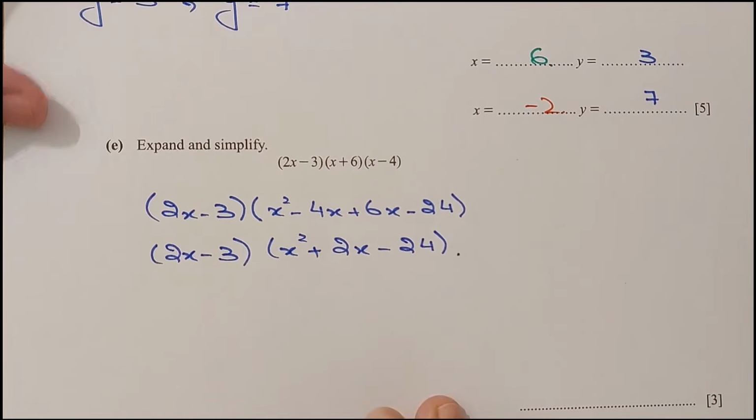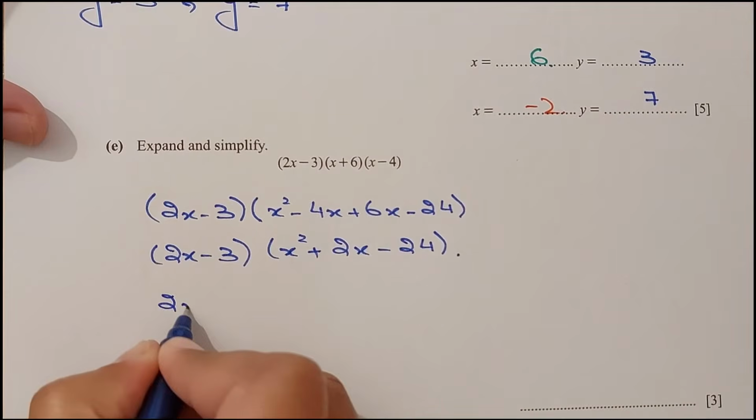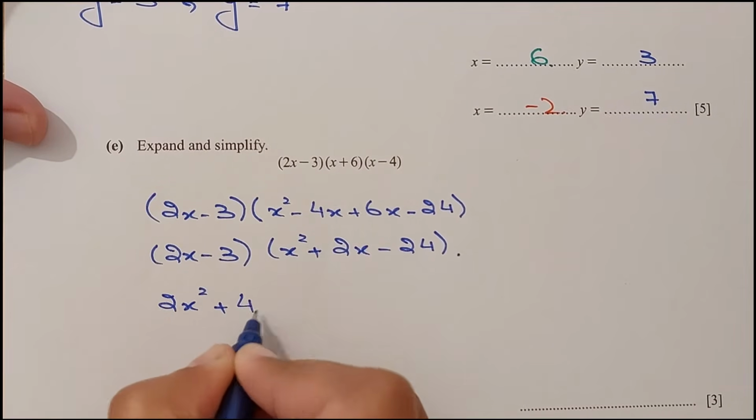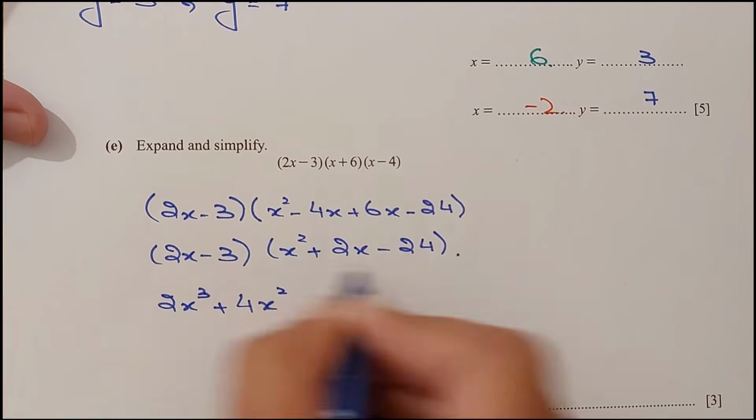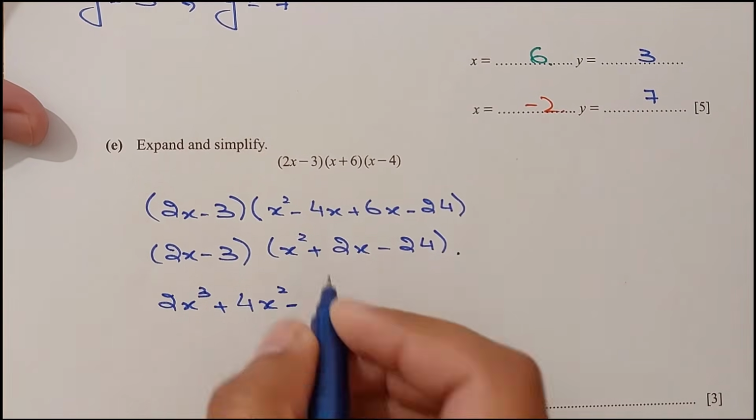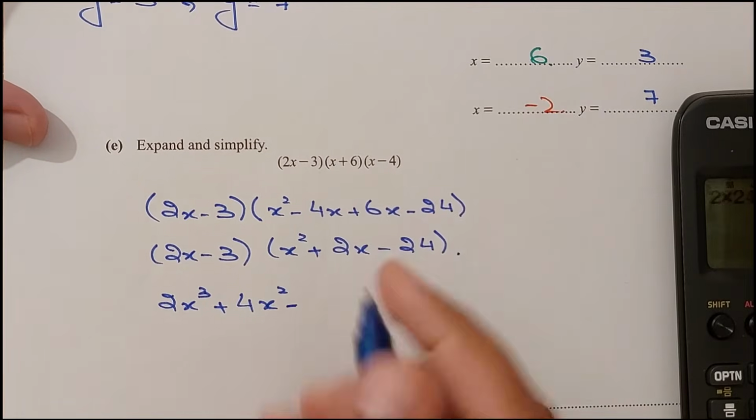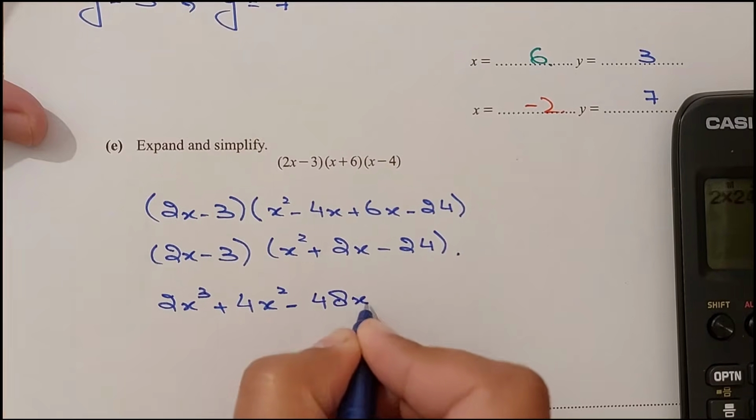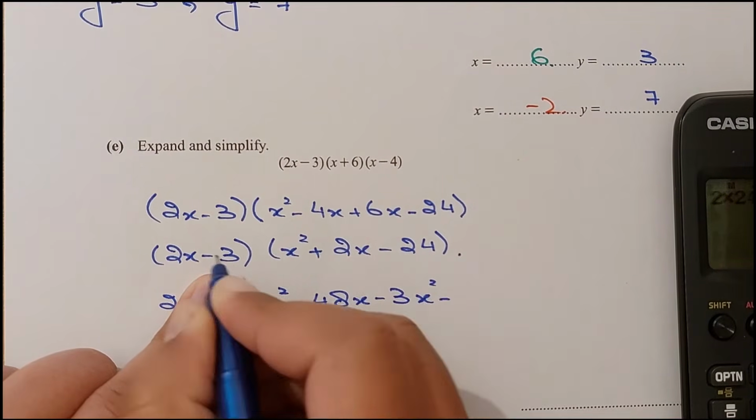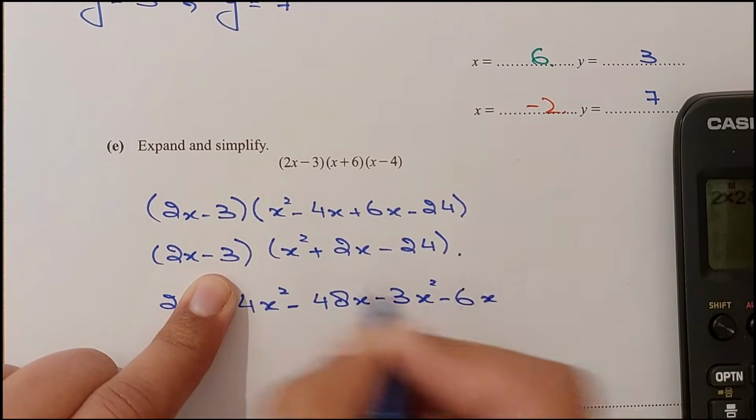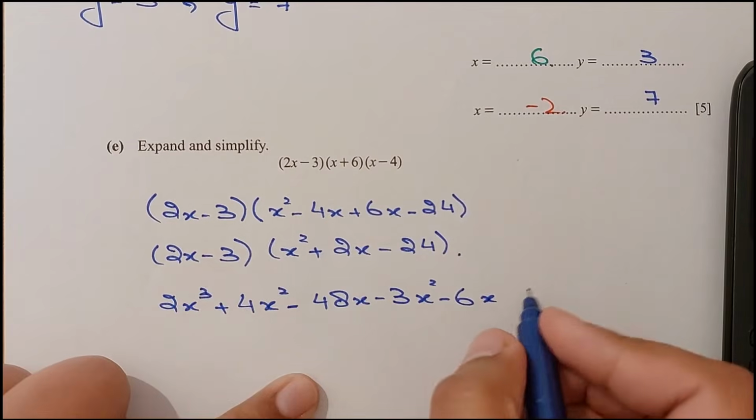Okay, now multiplying this with first 2x and then with negative 3. So 2x times x square is 2x cube, 2 times 2 is 4x square, and 2 times 24 is minus 48x. Let me check. 2 times 24 is 48, yes. Now times negative 3: minus 3x square, minus 3 times 2 is 6x. Negative times negative is positive. 3 times 24 is 72, plus 72.